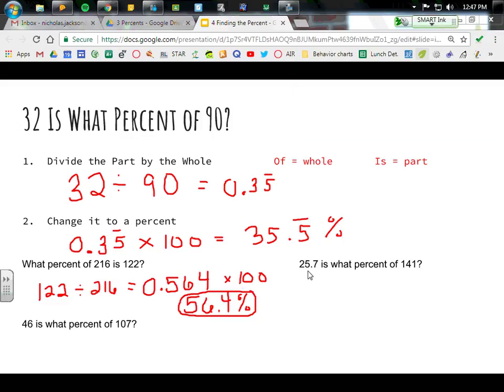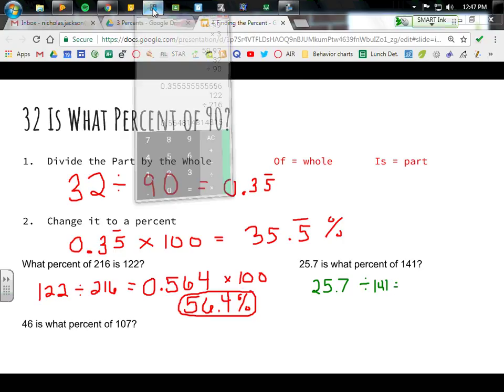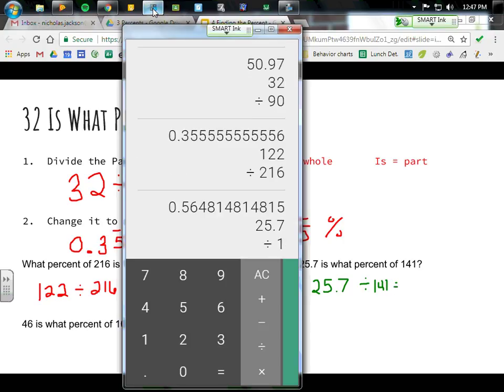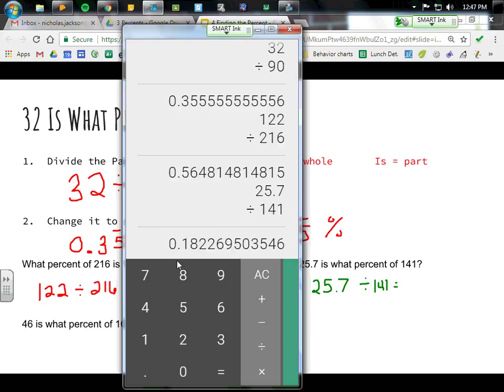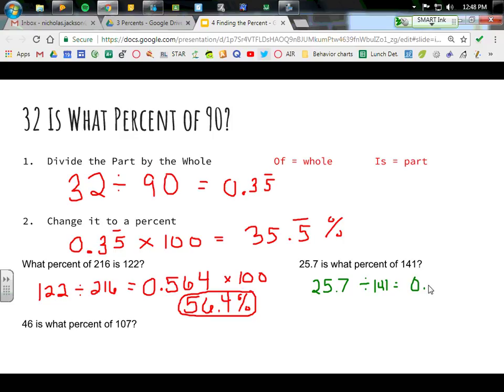All right, 25.7 is what percent of 141? So 25.7 divided by 141. What does that equal? 25.7 divided by 141 gives us, let's go ahead and say 182 thousandths. We're going to multiply that by 100, and we will get 18 and 2/10%.